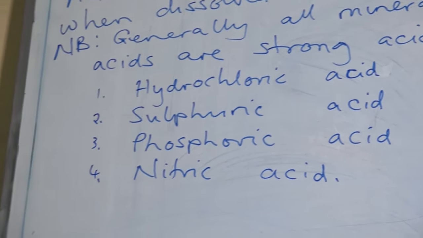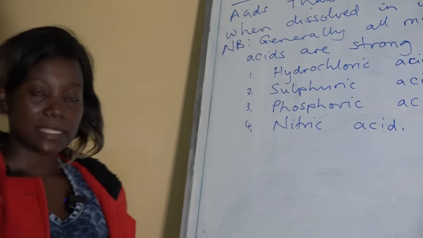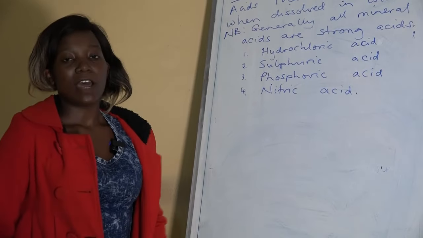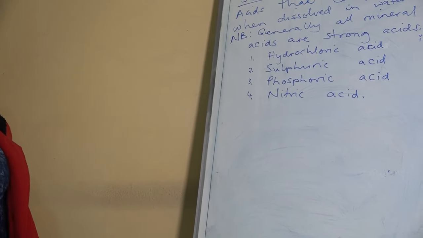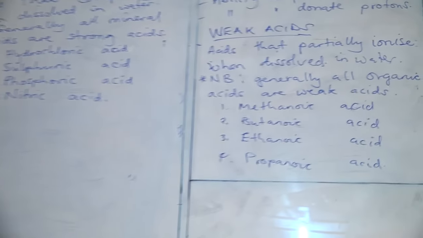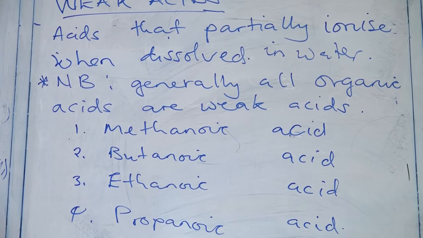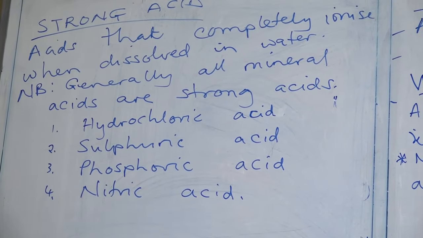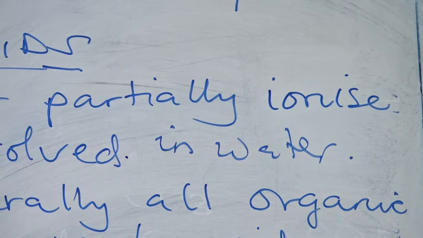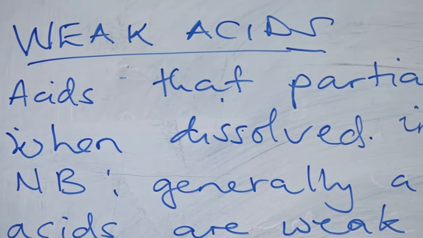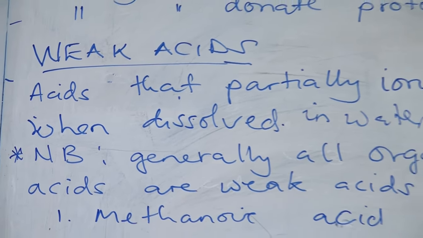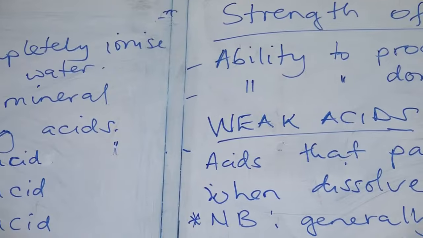These are strong acids. Note that generally all organic acids are weak acids and all mineral acids are strong acids. That is how you classify. So when you are asked to give examples of weak acids, definitely you just go to the organic acids. When you are asked to go to strong acids, you just directly go to the mineral acids. You will remember that strong acids are mineral and weak acids are organic. So weak acids are acids that partially ionize when dissolved in water, while strong acids are acids that completely ionize when dissolved in water.